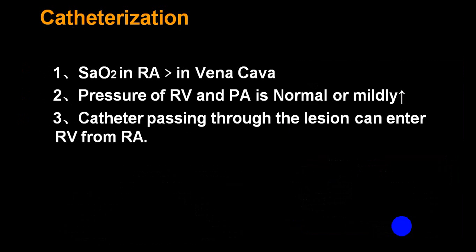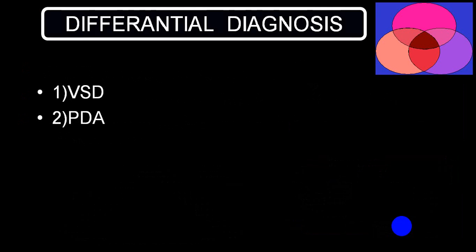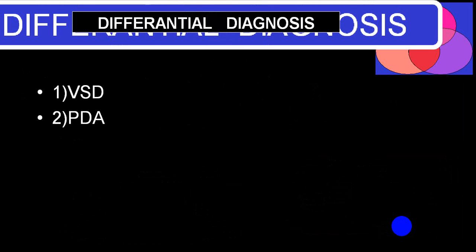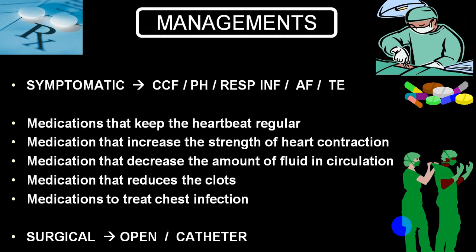So ultrasonography will be very helpful. Pressure studies, if you want to do, you will have to go for right heart catheterization and try to estimate the pulmonary pressure, right ventricular pressure, right atrial pressure, etc. For differential diagnosis, you will have to differentiate VSD, PDA and other congenital heart disease.